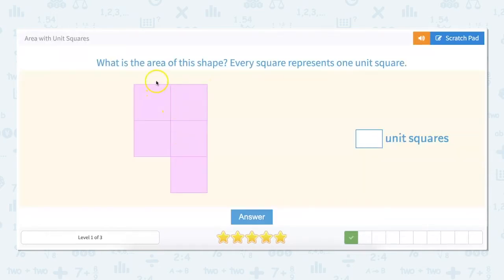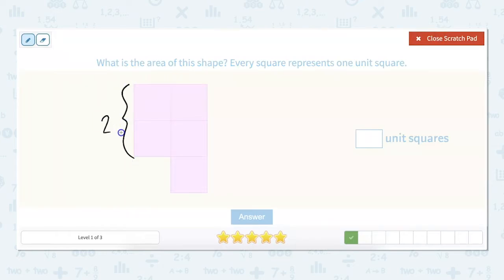All right, so this one, we could do our length times width and then add to it. So here we have 2, and here we have 2. So we know this group is 2 times 2, which is 4. And then we have to add this little outlier here. So 4 plus 1 is 5.